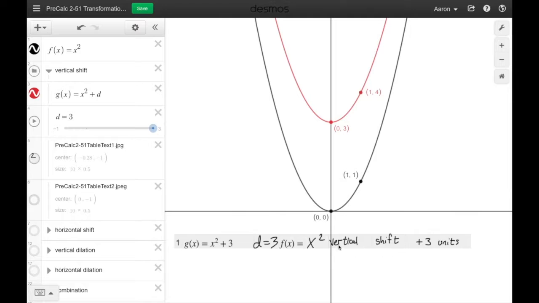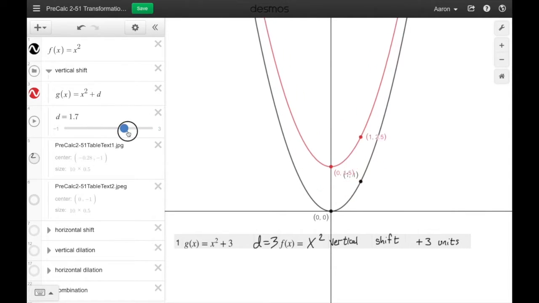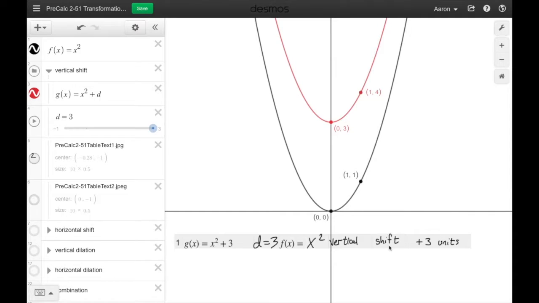So is it vertical or horizontal? Well, you can see it's been shifted up vertically, and then we call that a shift, and it's up 3. How many units? By how far? It's by positive 3 units.